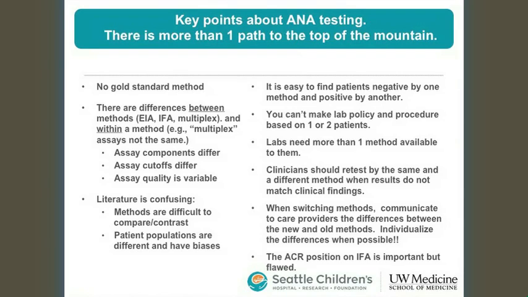So there's no true gold standard. There is no 24-karat gold standard. There's no atomic absorption spectroscopy, for an ion. We don't have that here. It's a mess. There are differences between the methods and within a method, and that's because if you look at what each manufacturer puts in the soup or on the bead, it's not the same. So we shouldn't expect that in a study they'll behave the same. The assay components differ, the cutoffs differ, and the assay quality is variable. That makes for a very confusing literature.